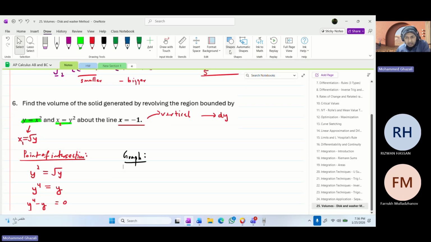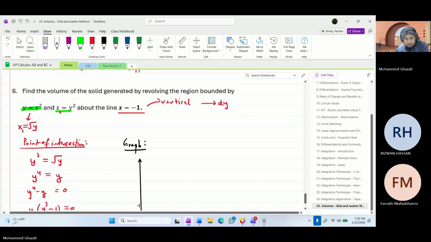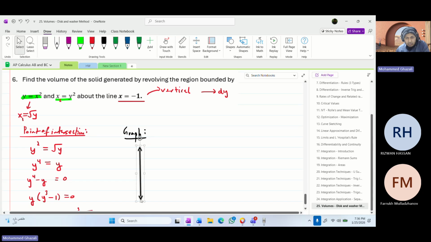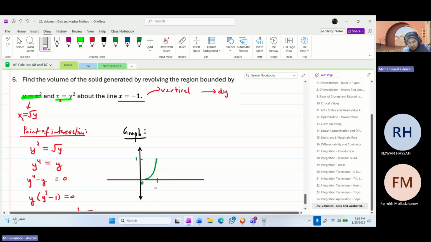So y equals x squared is a quadratic function facing upwards. We know we are sketching the graph from 0 to 1, so it's easy. It's a quadratic function, y equals x squared, so it's just 0 to 1. I don't need the x boundaries.